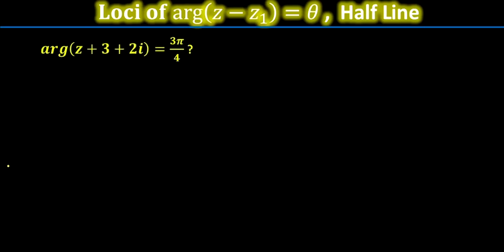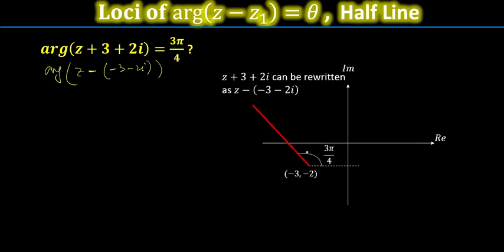Another example of this. Again, if you have argument of z plus 3 plus 2 iota, your first step in every such drawing, bring the negative sign here. So you get minus 3 minus 2 iota. That becomes your reference point from where you draw the half line. From minus 3 minus 2 iota, draw a false axis, and then you see the angle is 3 pi by 4, 135 degrees.